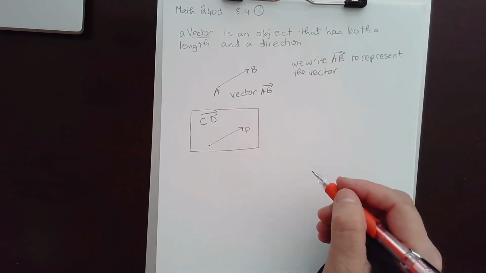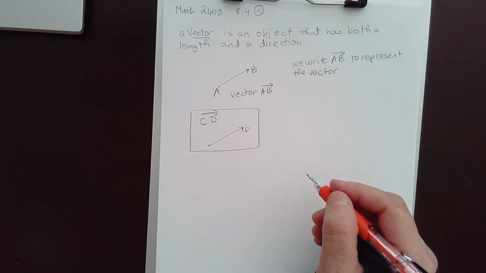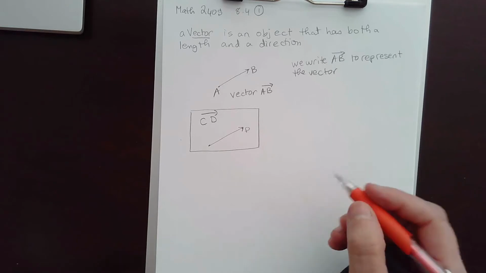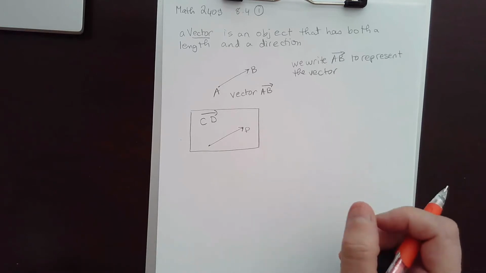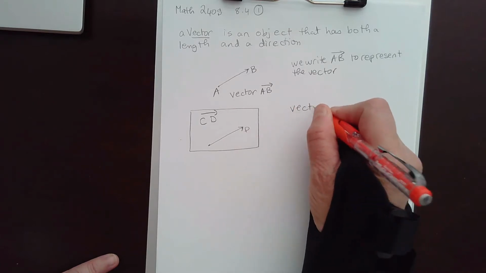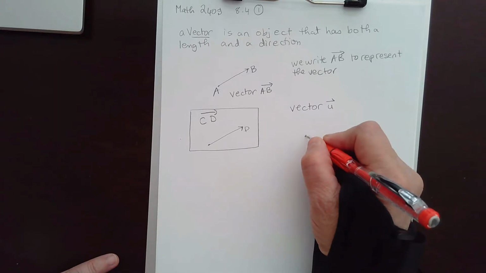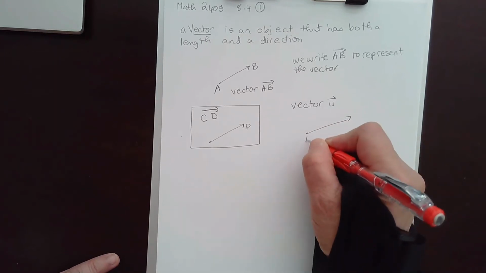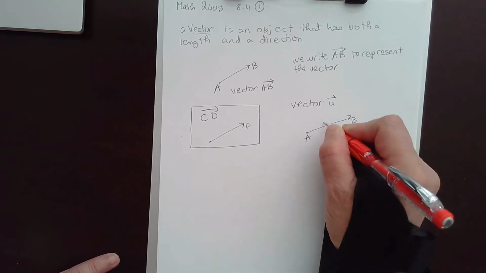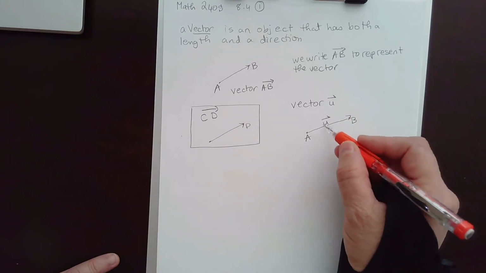Now, sometimes a vector can be represented by a single letter. A lot of times in the book it's in boldface. So sometimes you write it vector U, for instance. So we have going from here to here. Let's just say this is A, this is B, and this is vector U. You can call it vector AB or you can call it U.